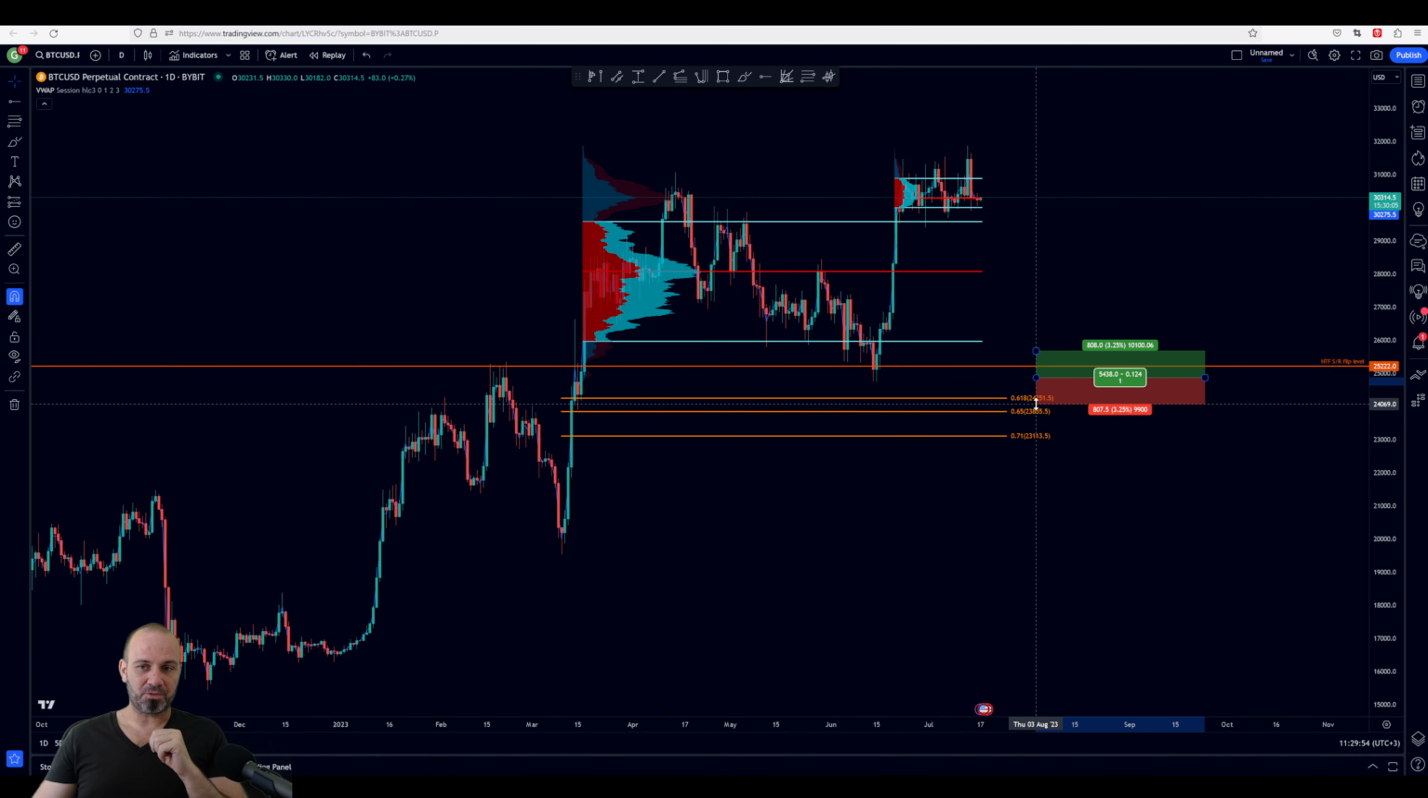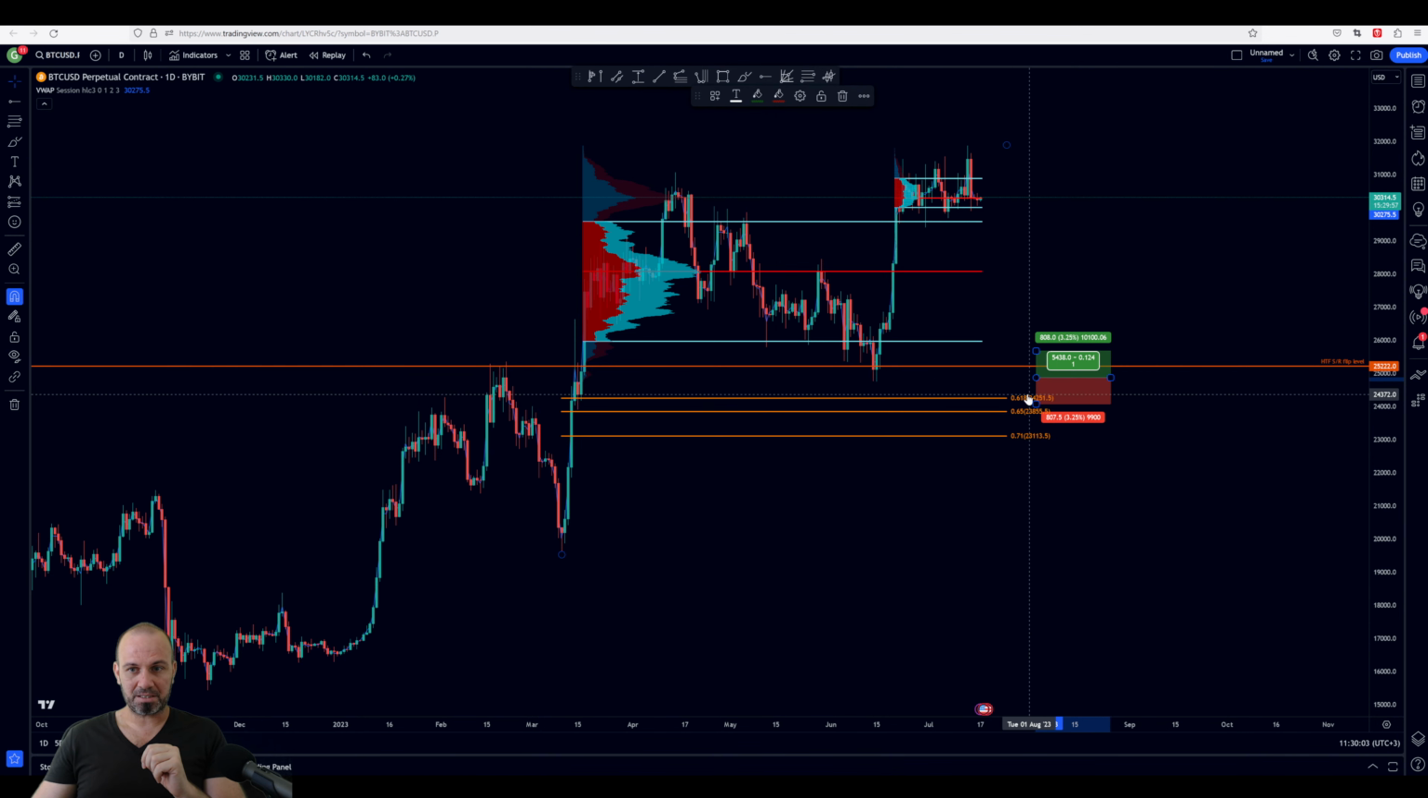And again, stop loss, depending on the reaction. Let's see how deep the wick will go. Let's see what's going on there. But definitely let's pay attention. But again, this is another area that I'll be interested in trading. But some conditions need to be met.